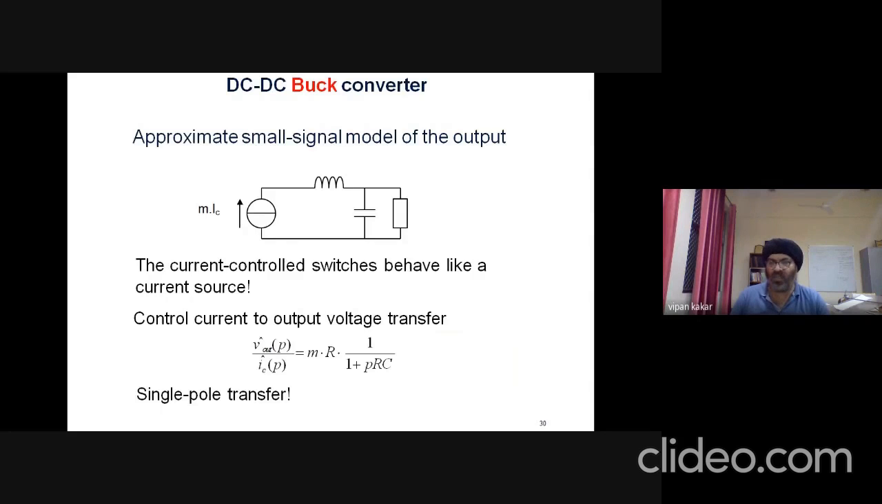So it comes out to be a single order transfer function. So the stability problem is not there. Single order, which is a simple pole. In the denominator we have a pole, and in the numerator we have a zero.